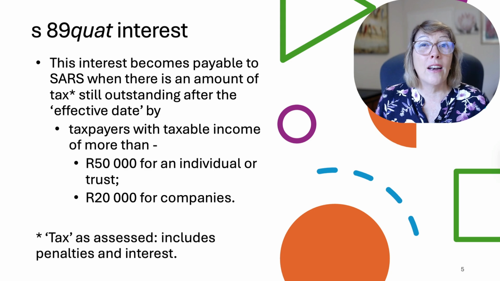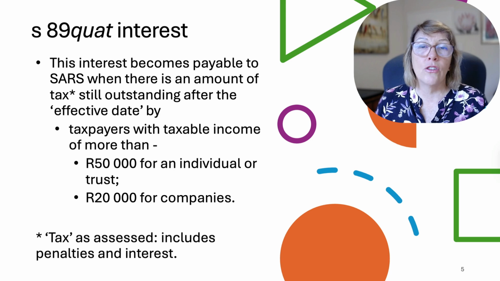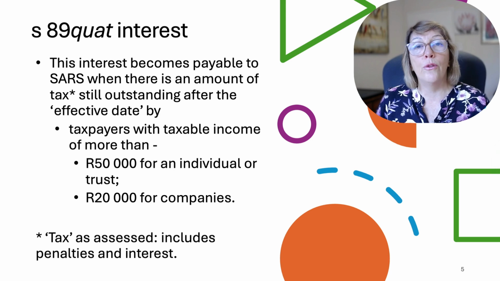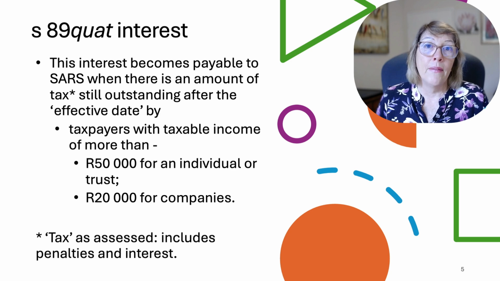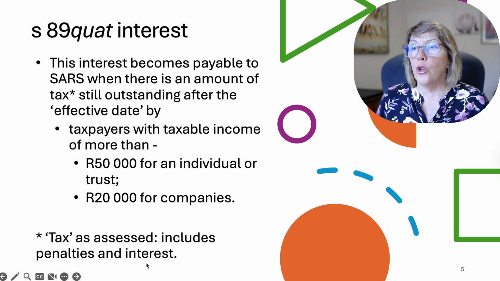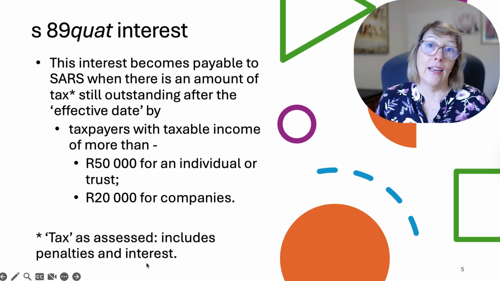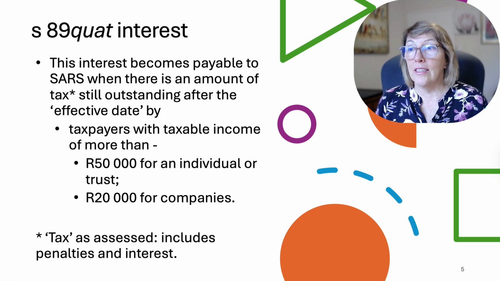So what is your final tax liability as per your assessment? And that includes any penalties and interest that might be charged. So that can include things like your late payment penalties, your underestimate penalties that will come through when you finally get assessed, and any interest on late payment, because when you pay your provisional tax late, there's also interest that comes through there. So your tax is not just the tax, it's the tax with penalties and interest.